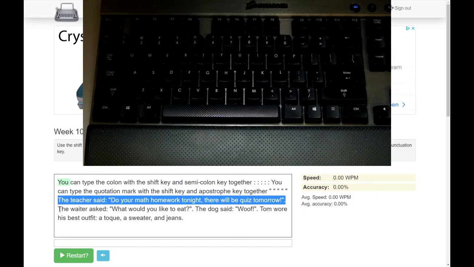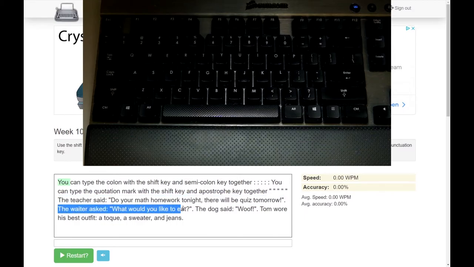Let's take another example. Here it says, the waiter asks, "What would you like to eat?" So here you can say, the waiter is asking, and what would you like to eat is in between the two quotation marks. The colon begins what the waiter is asking. So you type the waiter asked, and then you begin with a colon, then there's a space between the colon and the quotation mark, and then you put a quotation mark, and then you can type what the waiter is saying.